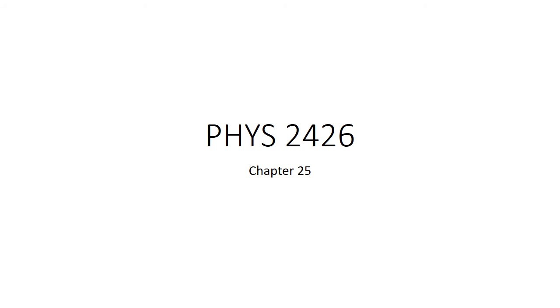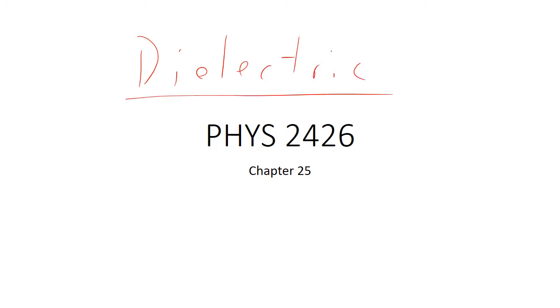We wrap up our chapter 25 discussion with something called dielectrics. So, what is a dielectric? Well, it turns out it's pretty much everything. But in particular, let's imagine that we've got a bunch of polar molecules. So, one side's positive, one side's negative.